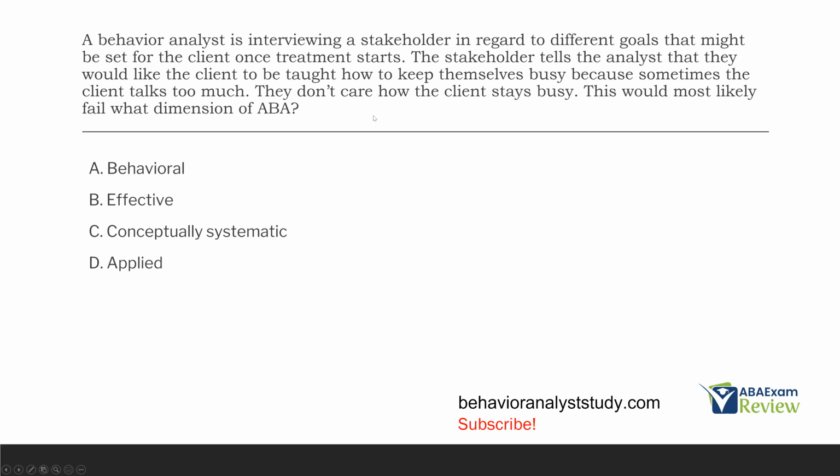A behavior analyst is interviewing a stakeholder in regard to different goals that might be set for the client once treatment starts. The stakeholder tells the analyst that they would like the client to be taught how to keep themselves busy because sometimes the client talks too much. They don't care how the client stays busy. This would most likely fail what dimension of ABA?